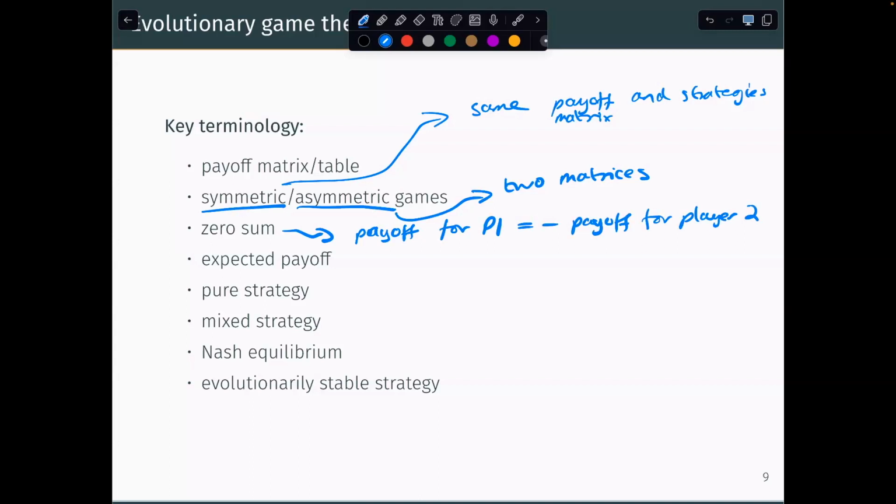The expected payoff that an individual would get playing a particular strategy depends on the strategy that they're playing and depends on the strategies that their opponent's playing as well. So you can think of this as being a weighted sum over the probability distribution of outcomes. Okay, so expected payoff depends on the probability of each outcome.